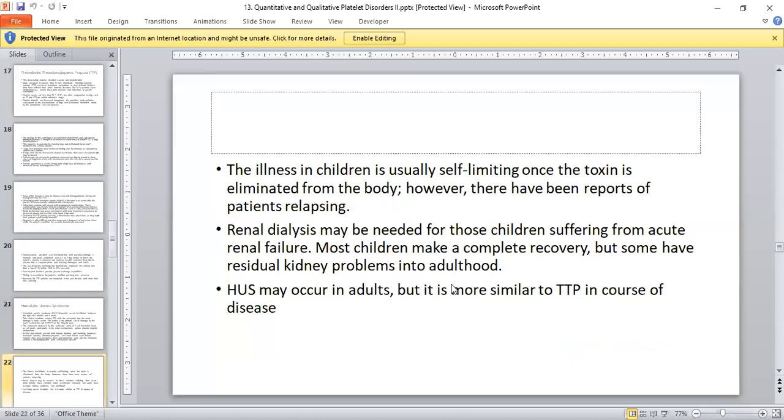In children, the illness is self-limiting. Once the toxin is eliminated, the treatment will have been achieved. So the body goes back to a state of normalcy.